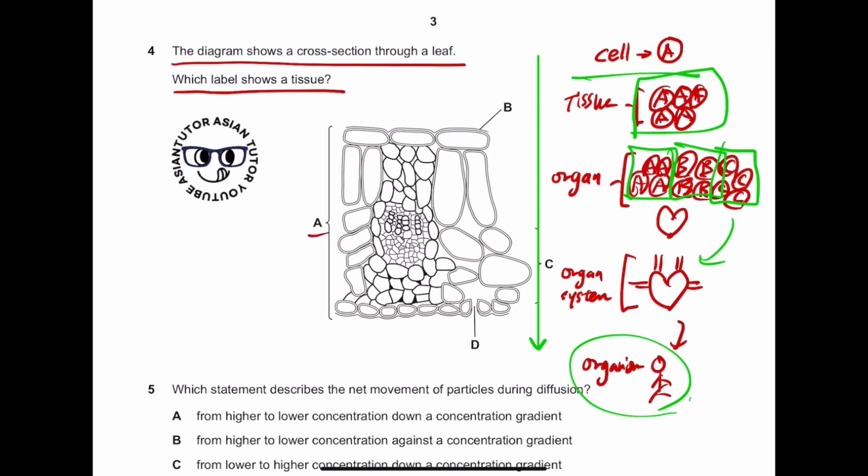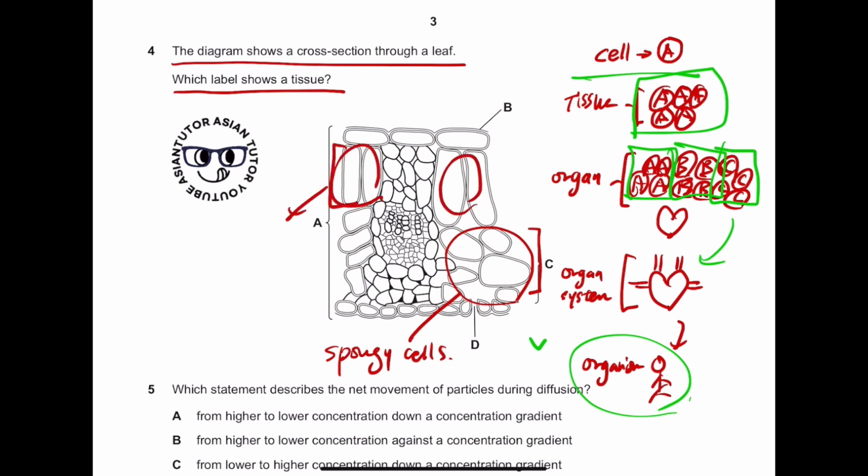I guess A includes many different cells, right? So this should be an organ. So if we just look at it, I guess C is only showing the same type of cell. These cells are called spongy cells. These cells are called palisade cells, or palisade mesophyll cells. And these guys are also mesophyll cells as well.